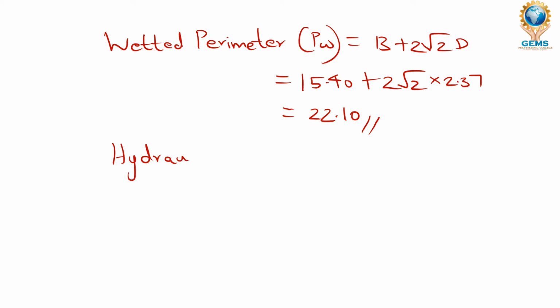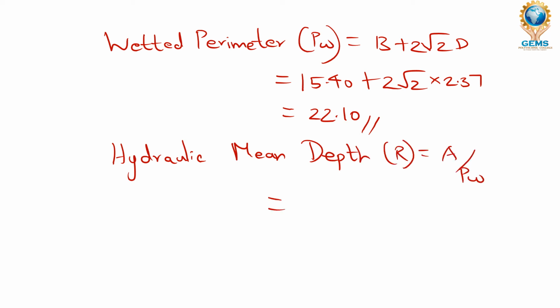Hydraulic mean depth is indicated as R. Hydraulic mean depth R is equal to A by PW. So A we already know from the equation, which is 42.11, divided by PW, which you already know is 22.10 from the previous solution. So the value will be 1.90. So this is our hydraulic mean depth.